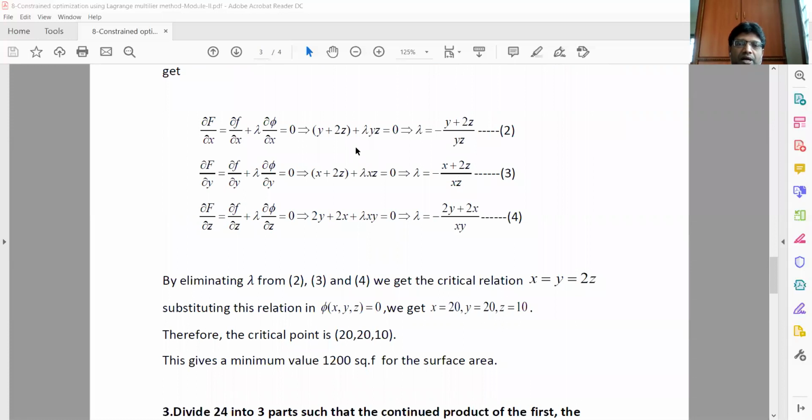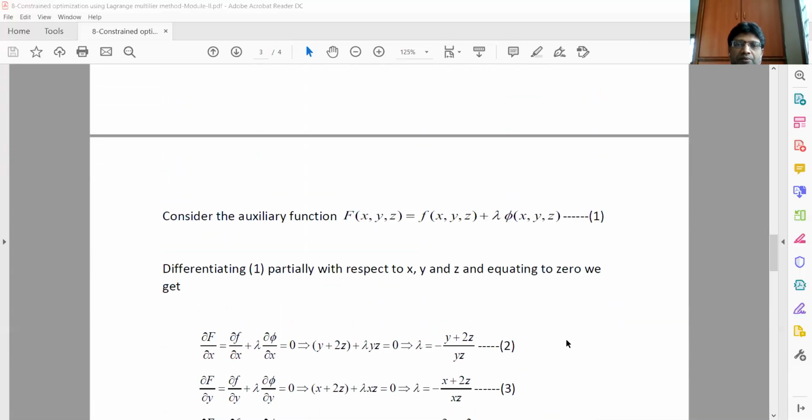So from this evaluate lambda. Next evaluate lambda from the second and third. So you will get 3 equations like this. So now you have to eliminate lambda from these 3 equations. So if you eliminate lambda from these 3, you are going to get a relation like this, x equals y equals 2z.